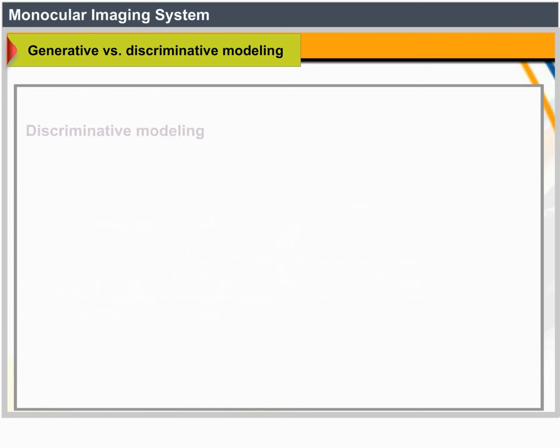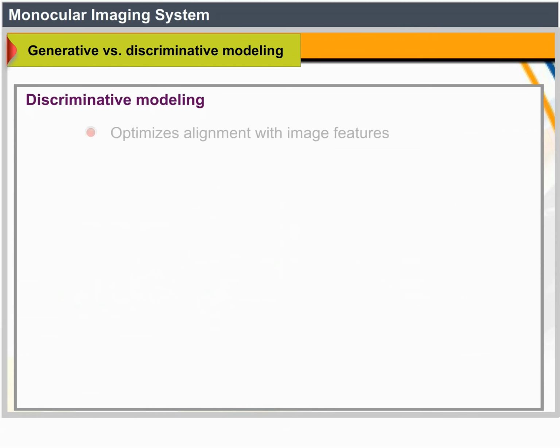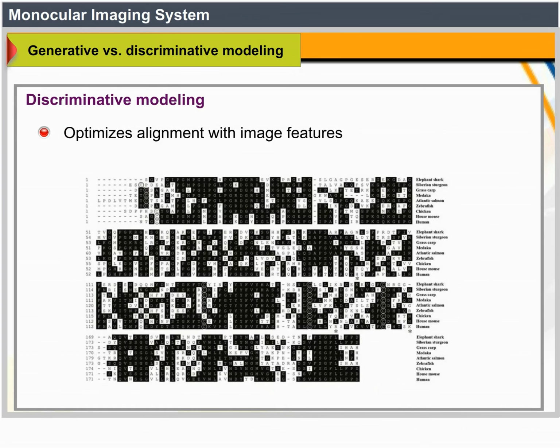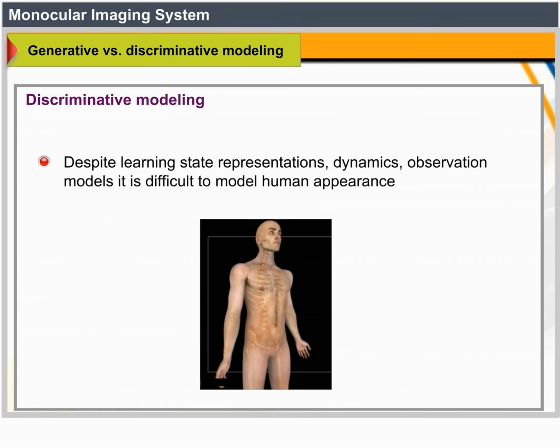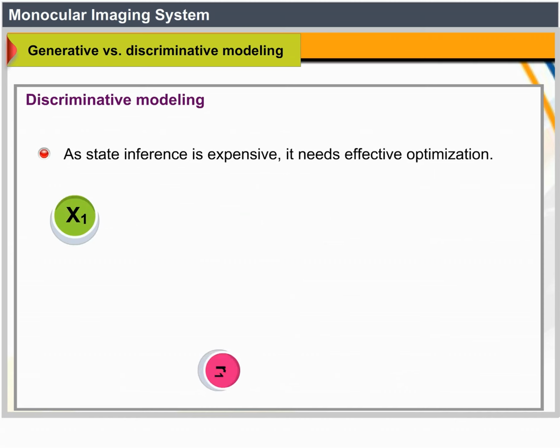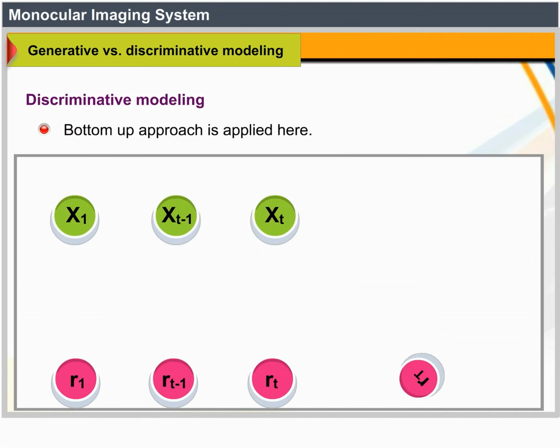Discriminative modeling: optimize alignment with image features. It can learn state representations, dynamics, and observation models, but it is difficult to model human appearance. State inference is expensive and needs effective optimization. Bottom-up approach: condition on the observation.